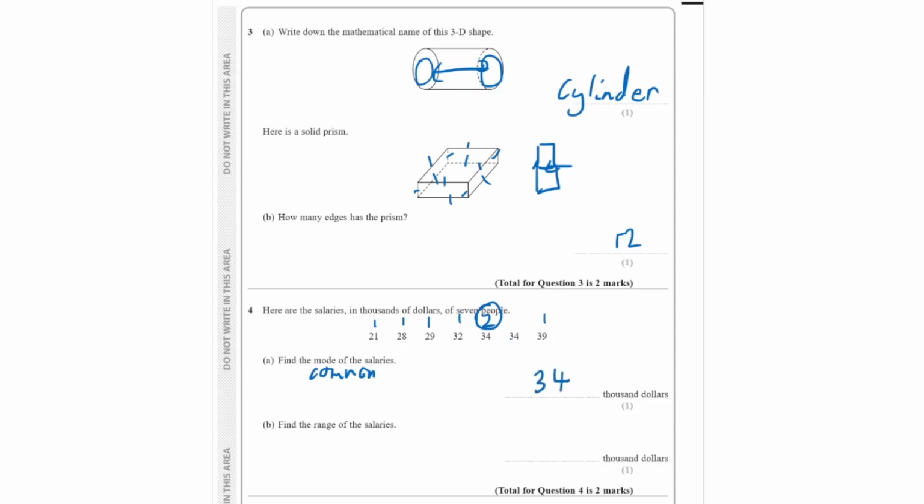Find the range of the salaries. So range is equal to the largest minus the smallest. And the largest is given to us as 39, and the smallest is given to us as 21. That means our range is 39 minus 21, or 18. And that's our final answer.